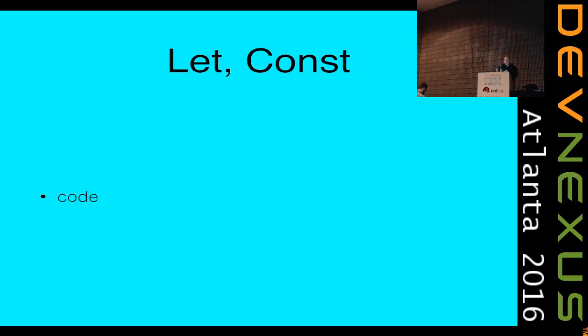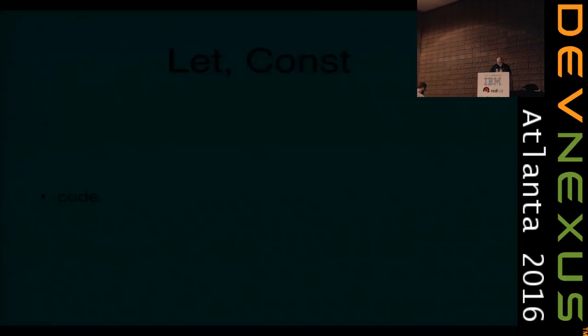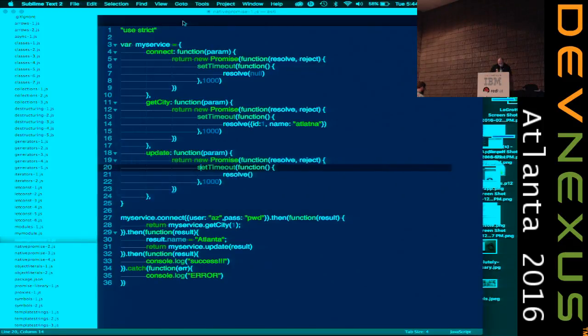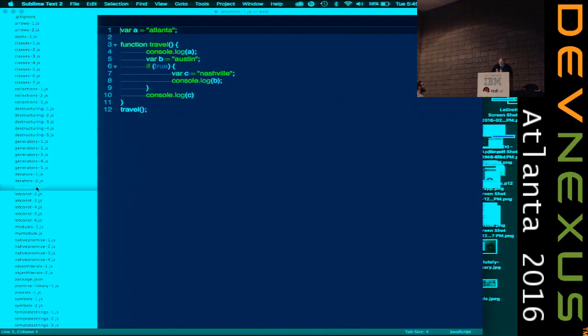So I'm going to jump into some code now. There are two new constructs, let and const. If you look here, this is let and const. They have to do with variable scoping and mutability. And here's an example of something that you could write today. It has absolutely nothing to do with any of the new stuff.